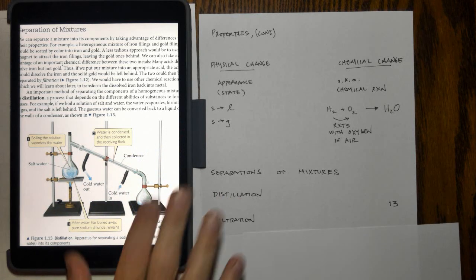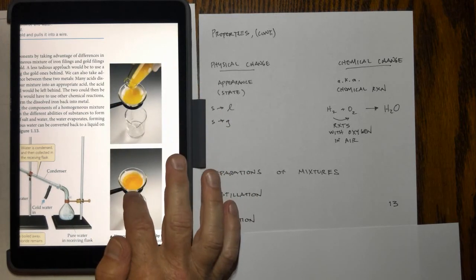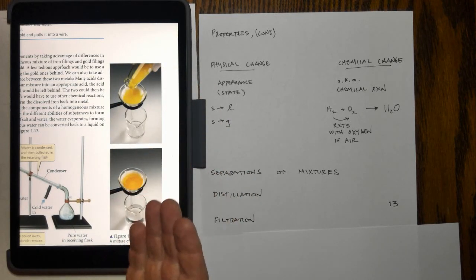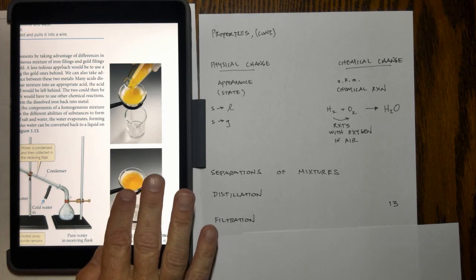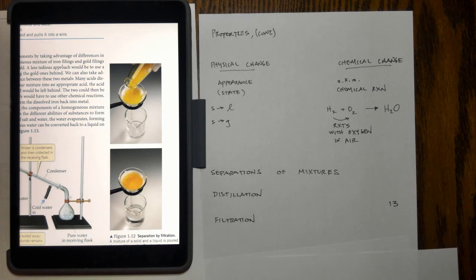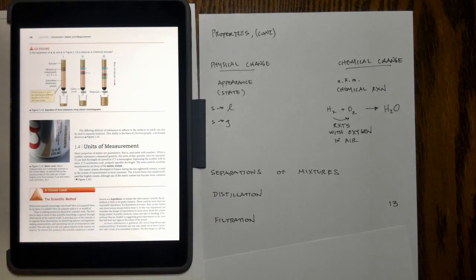Another one is called filtration. And you've probably seen a filter funnel or a filter paper where you pour something through and you'll get a liquid part and then you'll keep the solid inside the filter paper. Those are several different ways that you can separate solids and liquids or mixtures from one another.